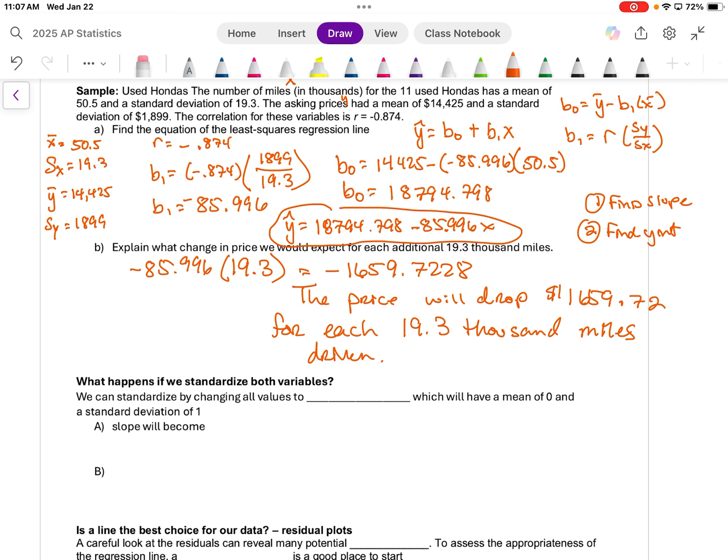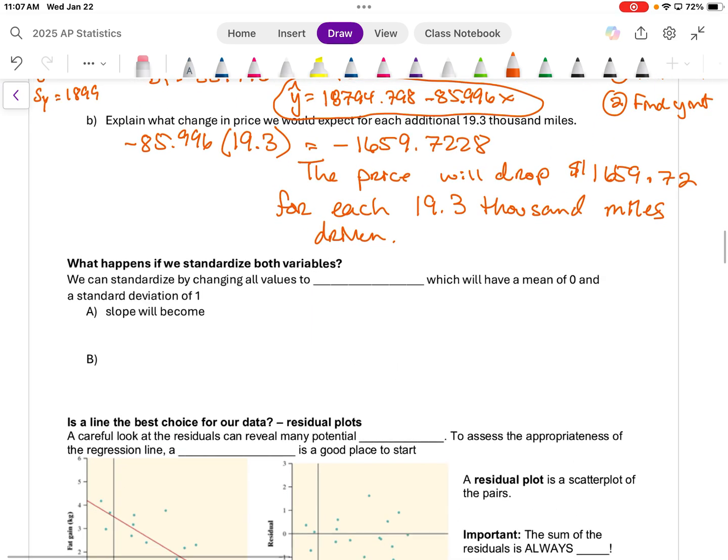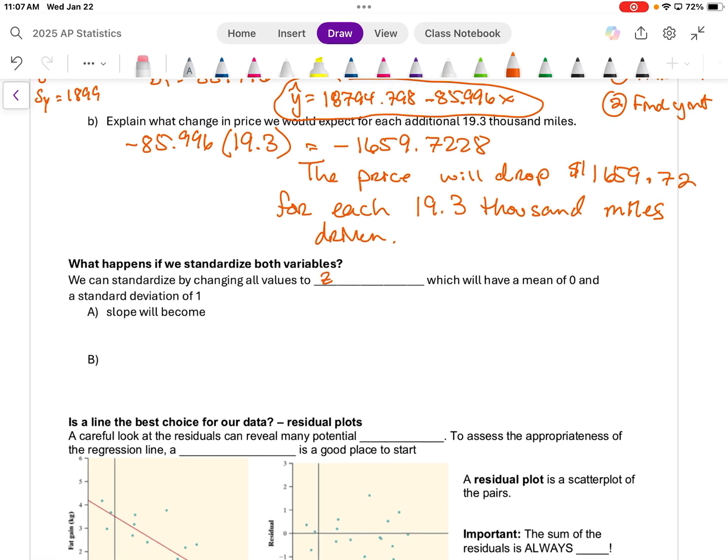What happens if we standardize both variables? So again, we talked about z-scores. Remember, we can standardize by changing the values to z-scores. So what would the equation look like, and so forth? That's what this is talking about.